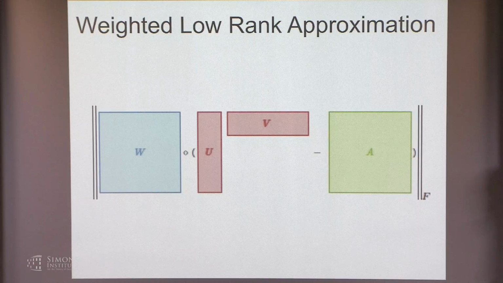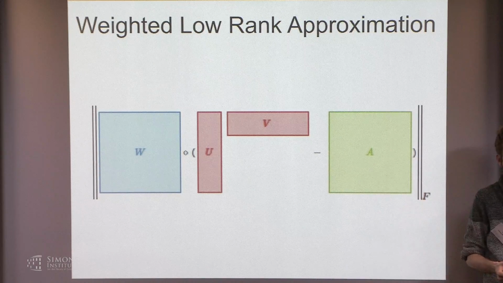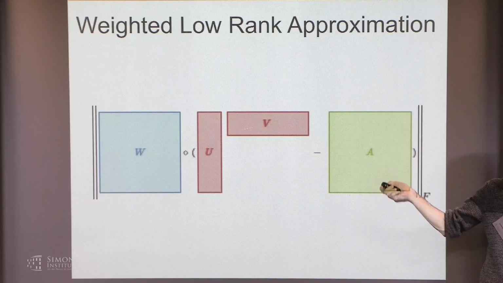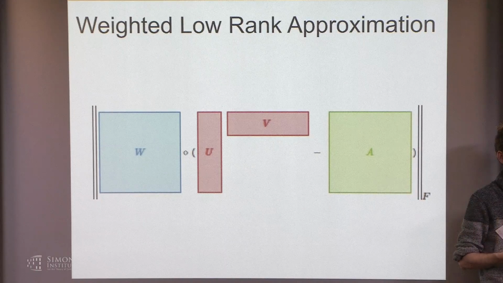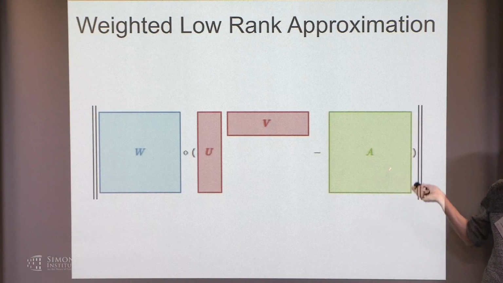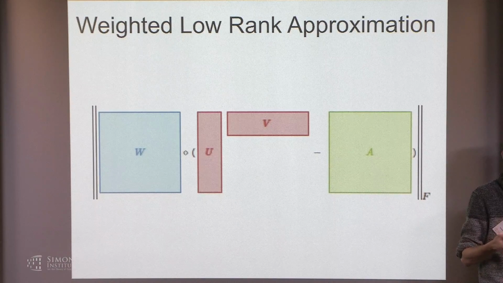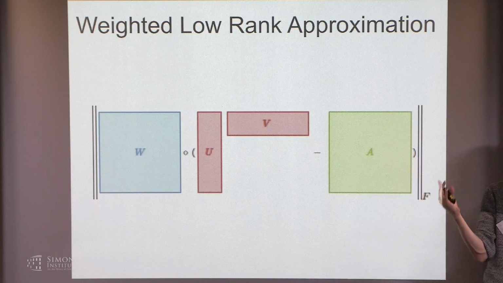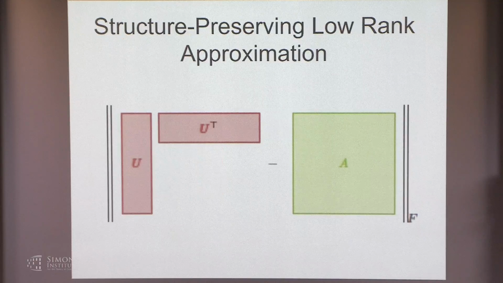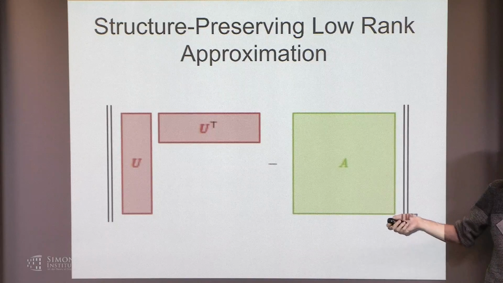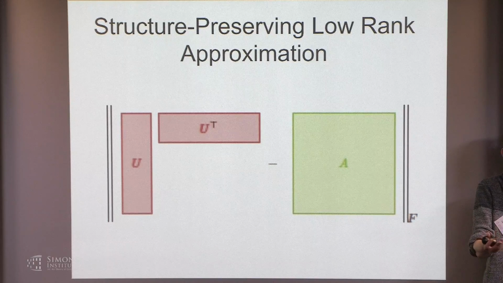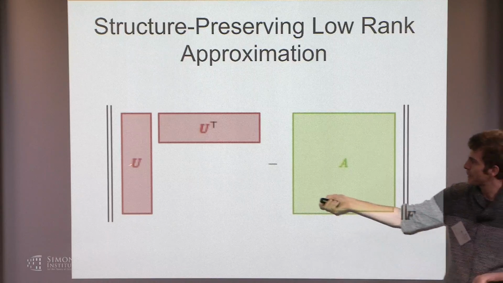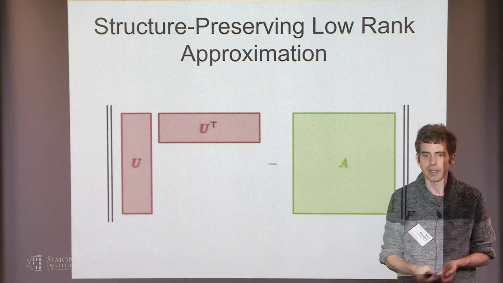Weighted low-rank approximation. In Frobenius norm low-rank approximation, we're trying to find a rank k matrix which minimizes the sum of squares of differences. But maybe not all entries are created equally. Maybe some entries we want to weight more than other entries. And so you could have a weight matrix which multiplies every entry of the difference. You can get algorithms for that. Structure preserving low rank approximation. Maybe your input matrix A is positive semi-definite. Then you might want your factorization to also be positive semi-definite. I mean, you're trying to approximate the original matrix, so you might want your factors to look like U U transpose. And there are algorithms for that.